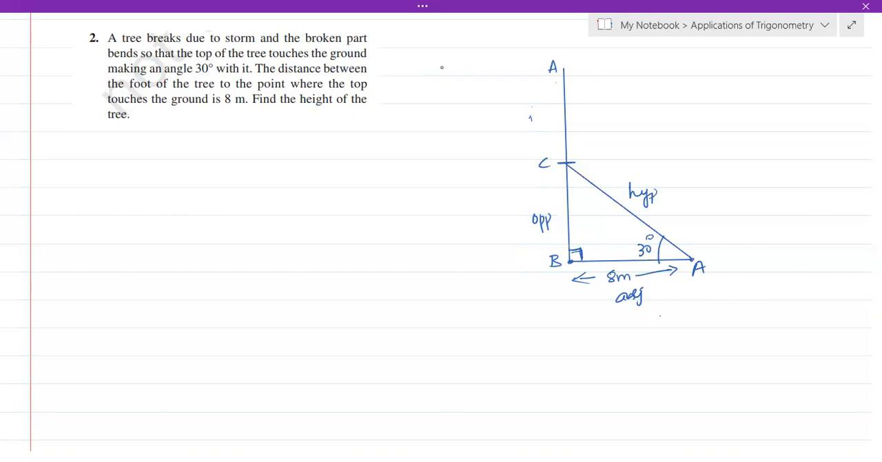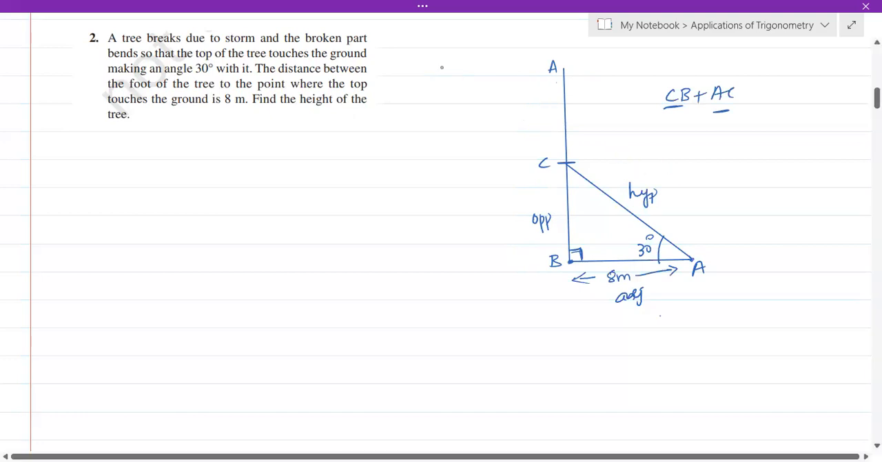Remember, the total height of the tree is actually CB plus AC, isn't it? This length plus this length, isn't it? That is the total height of the tree, which means we have to find CB. Also, we have to find AC. Instead of finding this AC, let's find this one. Both are one and the same, isn't it?